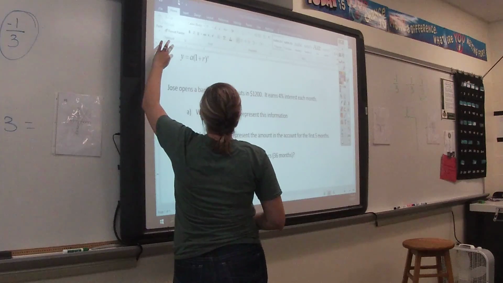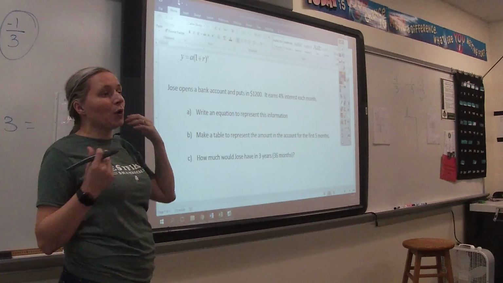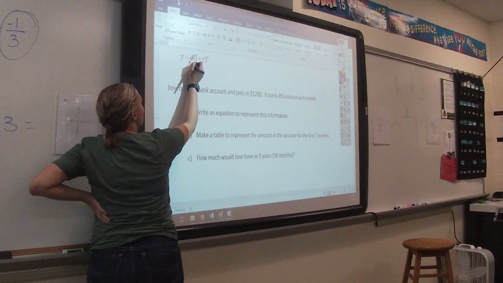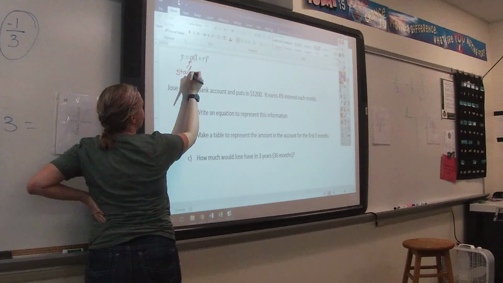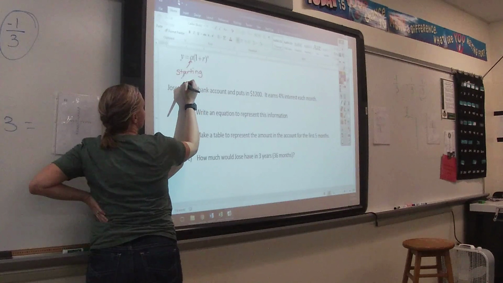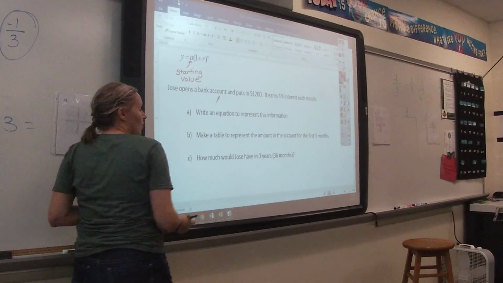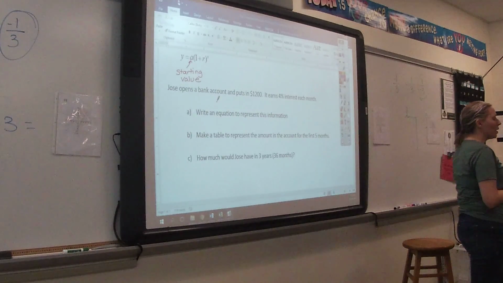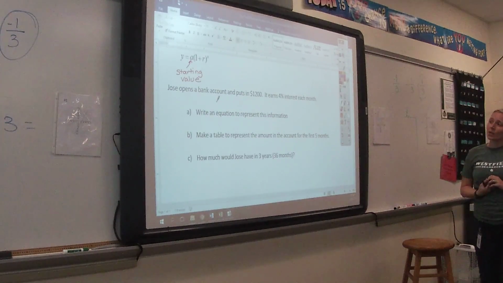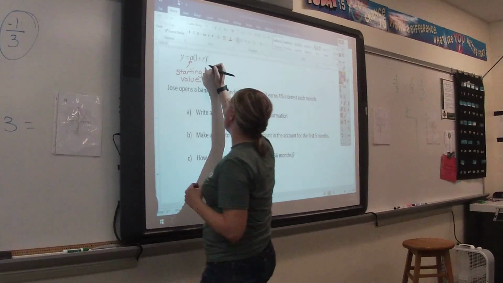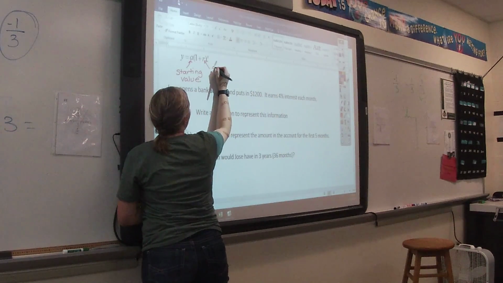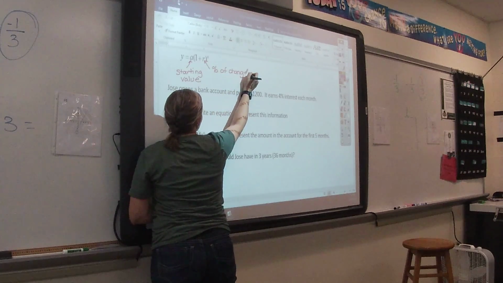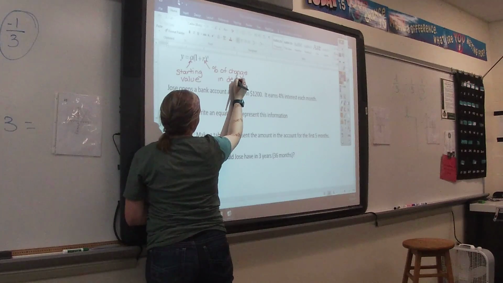Okay, so our formula is y equals, which will always be there, A is going to be replaced with our starting value. So when we look at the story problem, whatever our starting value is, that's going to be A. And then R is going to be replaced with whatever the percent of change is. Okay, but that percent is going to have to be in decimal form.